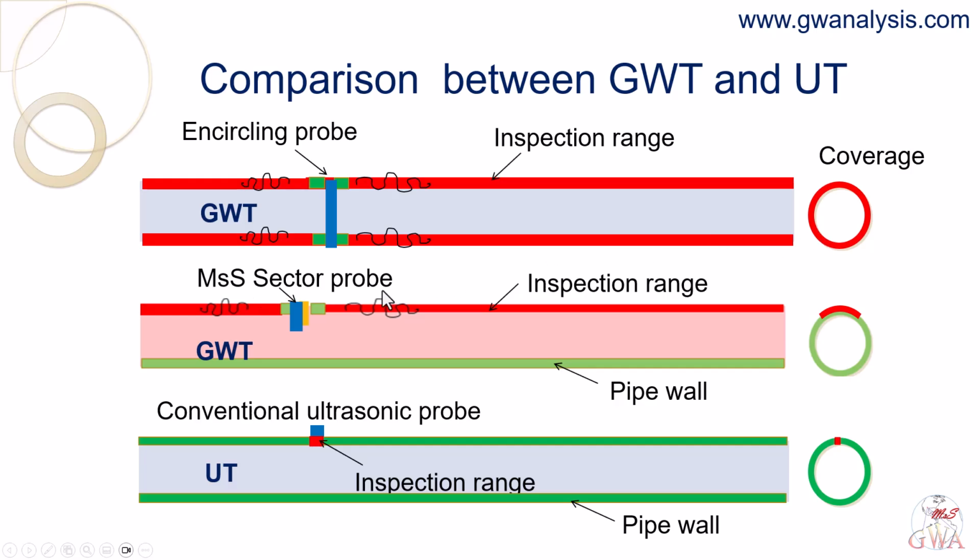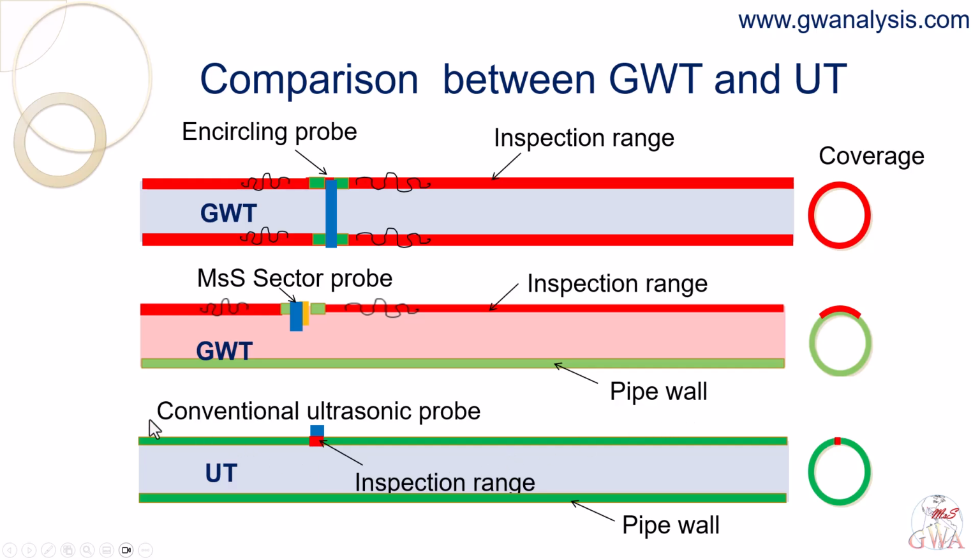The MSS sector probe covers a section of the pipe circumference so that the guide wave fills the probe-attached area and propagates. The coverage is the section of the pipe circumference along the pipeline within the inspection range, shown with a red-colored area.